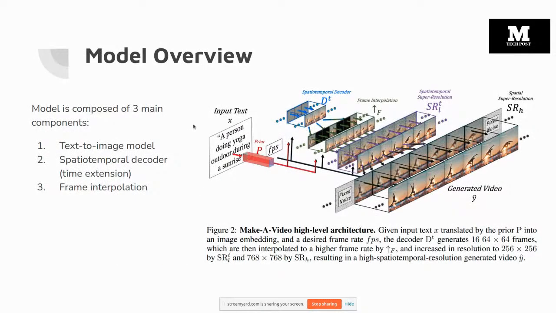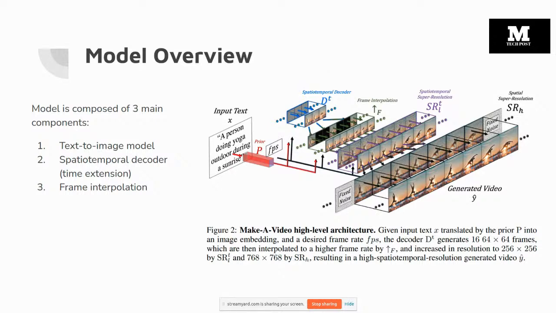So this is the model overview. This picture is taken directly from the paper. And the model is composed of three main components. The first component is the text to image model that is going to get the input text and provide an image. Then, of course, we need to animate the image. And so we need a spatio-temporal decoder. And so this image is going to be extended over the time dimension. And finally, if we want to have a video with more frames, then we need some sort of frame interpolation.